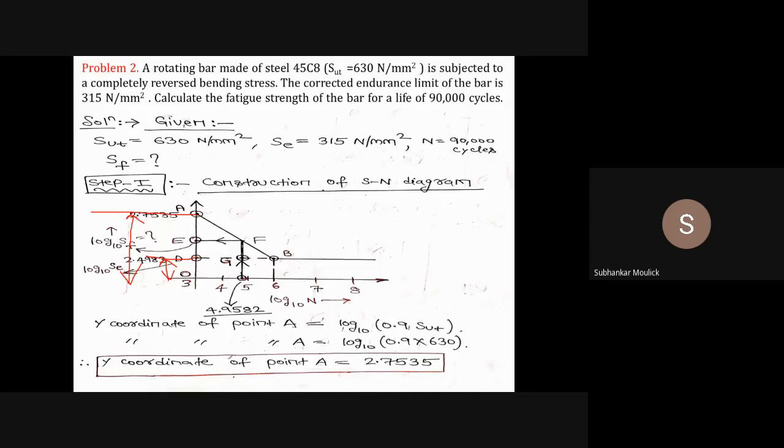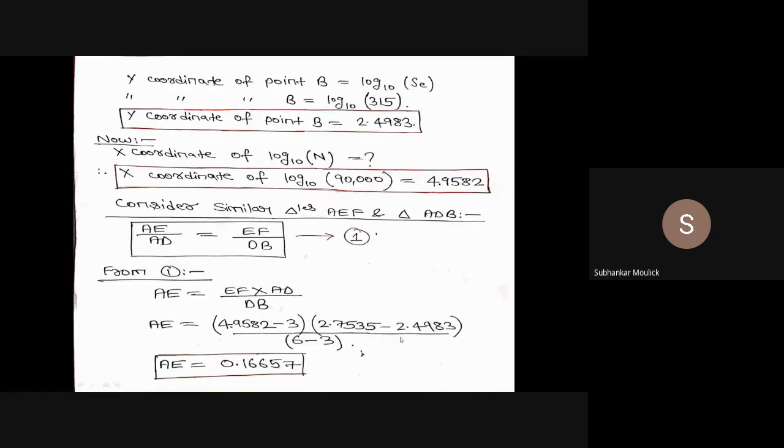So this much is 2.7535 and this small one is 2.4983. So AD will be 2.7535 minus 2.4983. Is it clear to all of you how we have calculated AD from the graph? Yes, sir. Okay.